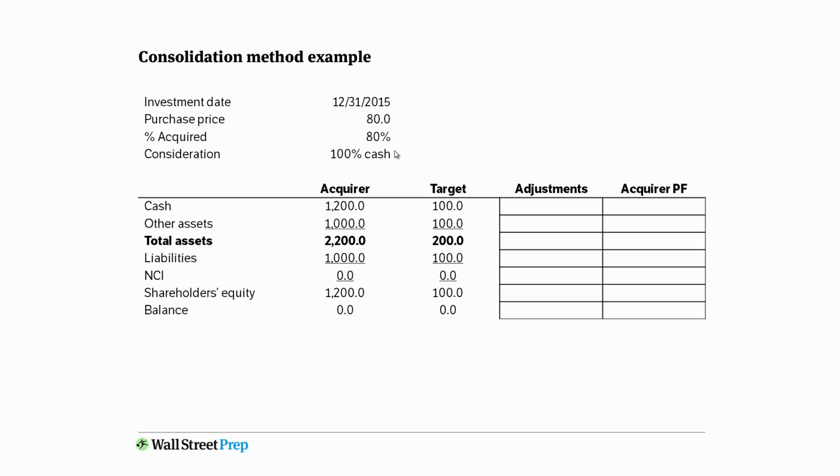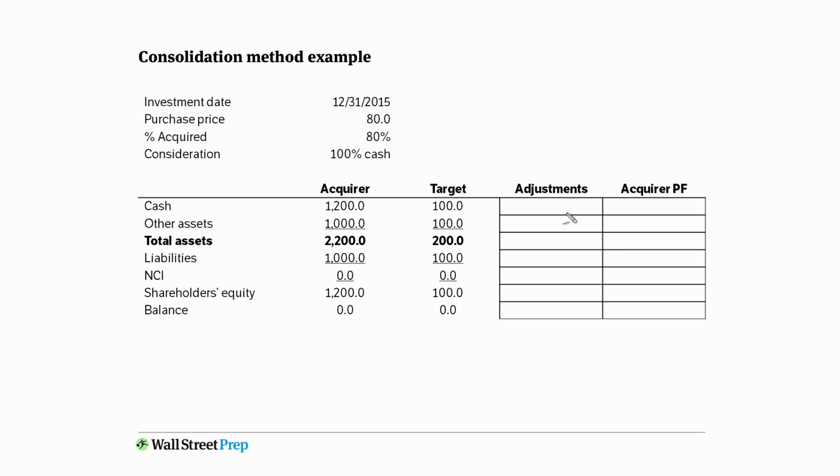So let's go through a simple exercise. Try to do this yourself, and then we'll go through it together, where you purchase 80% of another business with cash, and you purchase it for $80 million. And of course, let's, for the moment, assume that you're paying exactly what the book value would suggest. So you're not paying in excess of the book value of the business. So hit the pause button, give it a shot, and then we'll go through it together.